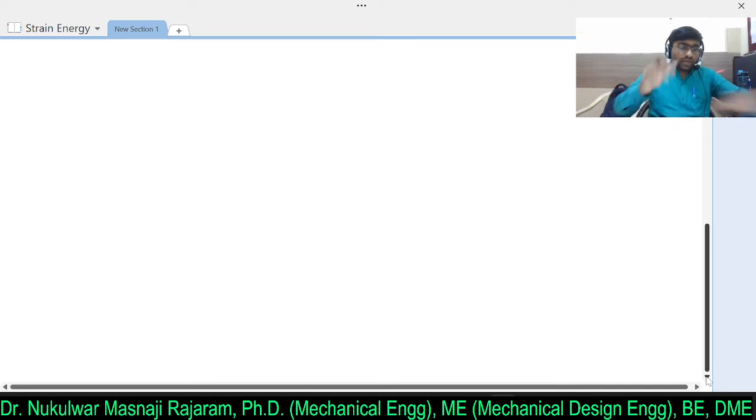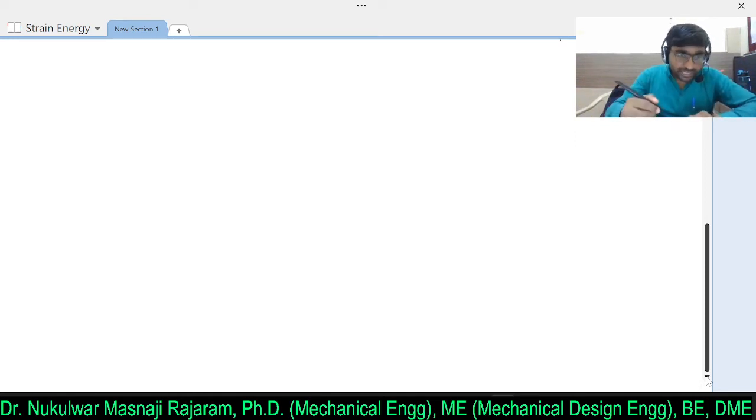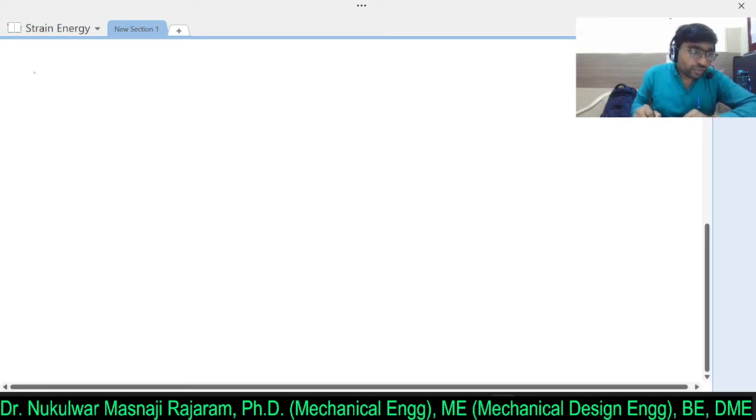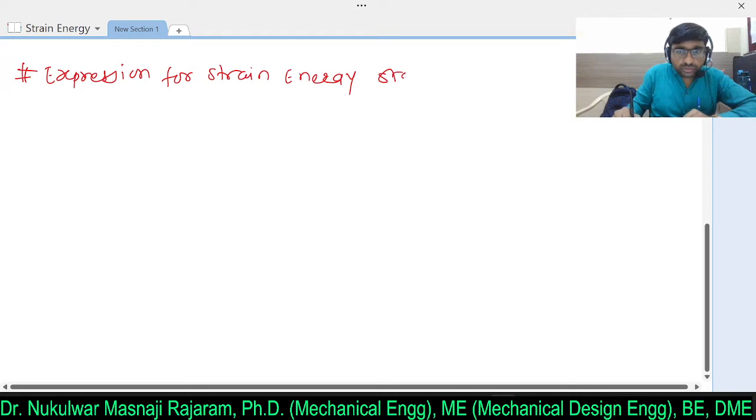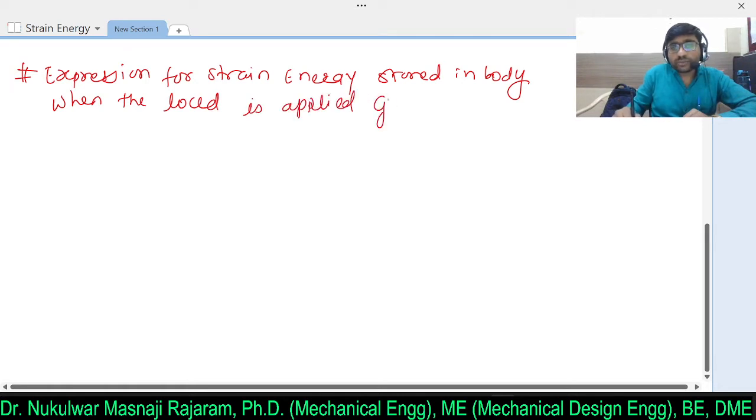So as we already discussed earlier, strain energy may be due to a suddenly applied load, it may be due to a gradually applied load, or it may be due to an impact load. So I will derive the expression. So let's see the expression for strain energy stored in the body when the load is applied gradually.